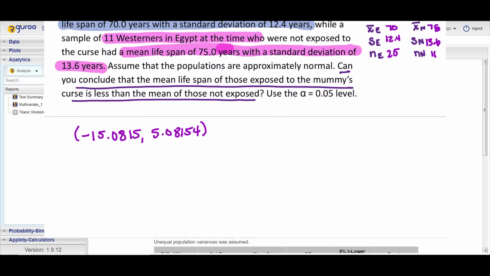And what does this show you? Negative and positive, 0 included. It implies no difference.